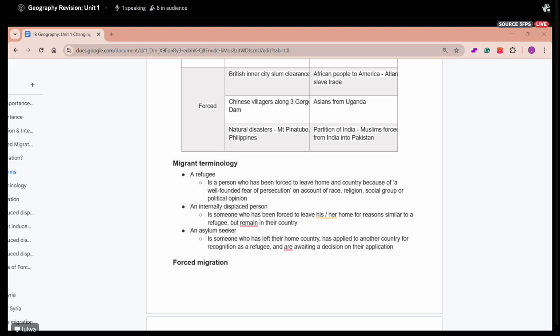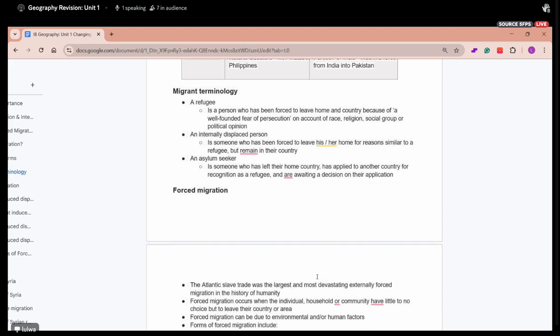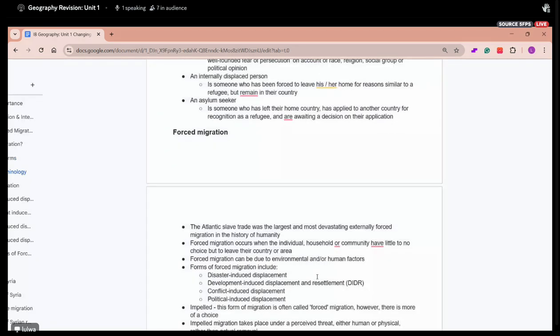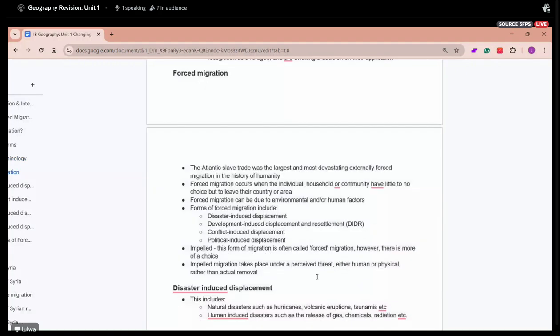So the forced migration. Forced migration, as you can see, for example, in the Atlantic slave trade, it was the largest and most devastating externally forced migration in the history of humanity. Forced migration can be due to environmental and or human factors, and forms of forced migration include disaster-induced, development-induced, conflict-induced, and political-induced displacement. So we'll break those down.